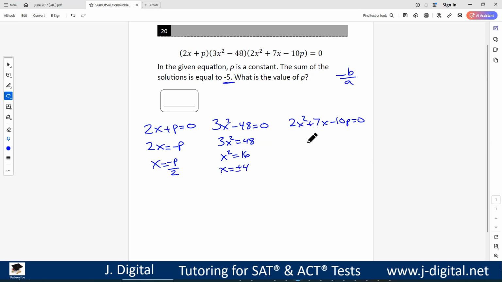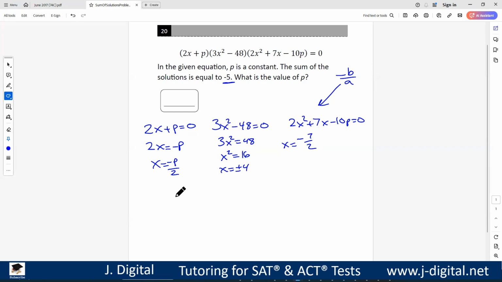Over here, now, for this, the hard way would be to do the quadratic formula. But again, we can use our negative b over a, and it's going to end up just being -7 over 2. It makes it a little bit easier to even use the sum of solutions in this small part here. So then the sum of all those solutions should equal -5.